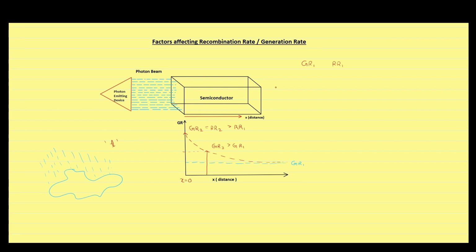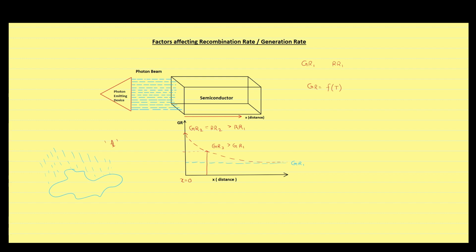It is good to know that the generation rate depends upon the shape of the semiconductor. However, if the shape and size of the semiconductor are fixed, then the generation rate depends upon the temperature. So, we can write generation rate is actually a function of temperature.